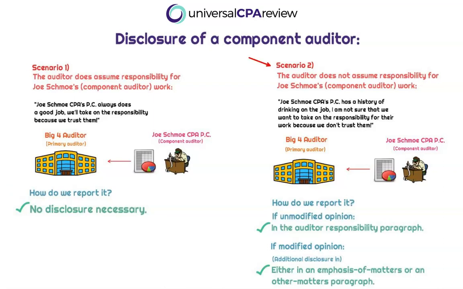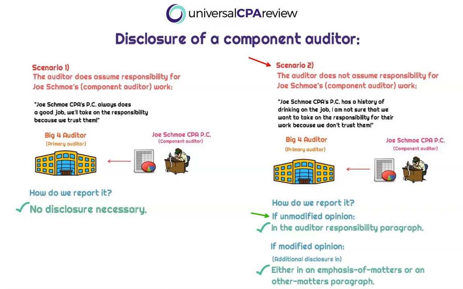If, on the other hand, Joe Schmo CPA has a history of drinking on the job, at this point they might not want to take responsibility for Joe Schmo's work. Obviously, that's an exaggeration, but the point is, if they don't trust them, then they're generally not going to take responsibility for their work. In which case, how would we report this? It still needs to be reported that we used a component auditor.